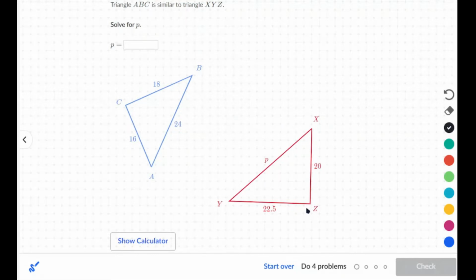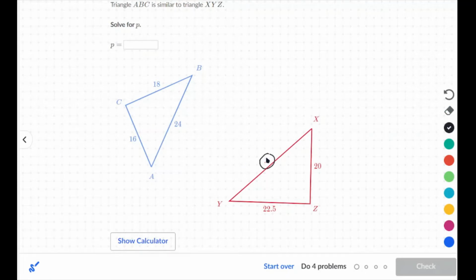Well, we know that because, there are a lot of reasons, but the angles. See, this angle is equivalent to this angle. This angle is equivalent to this angle. And this angle is equivalent to this angle. So yeah, that's how we know they're similar. Okay, so they said to solve for P.